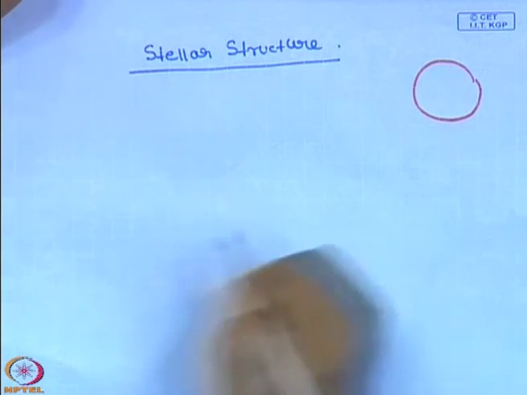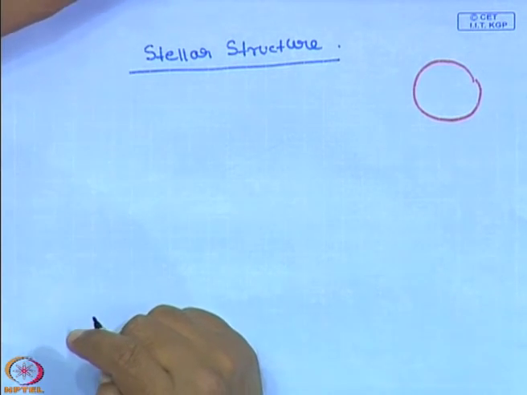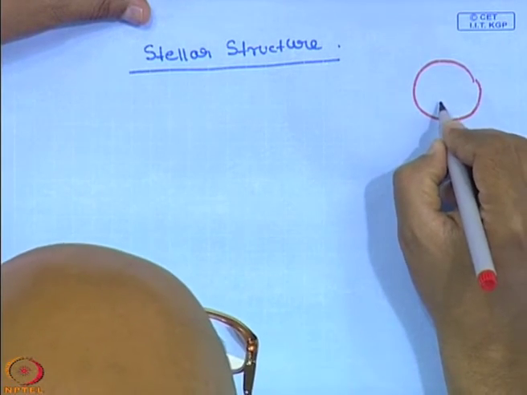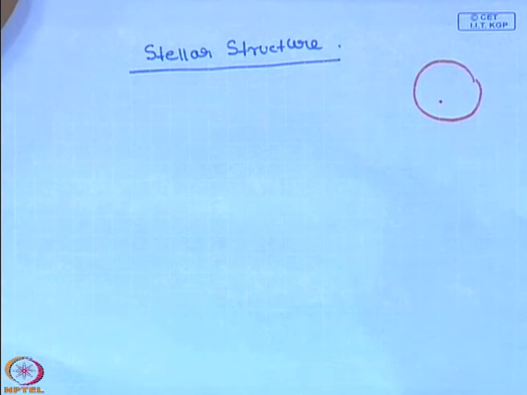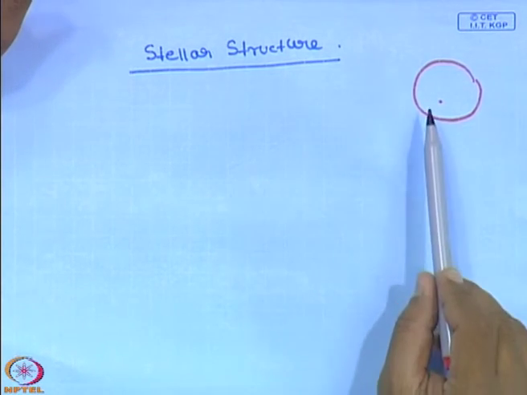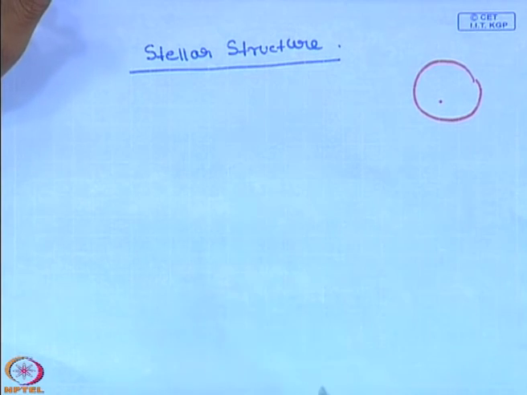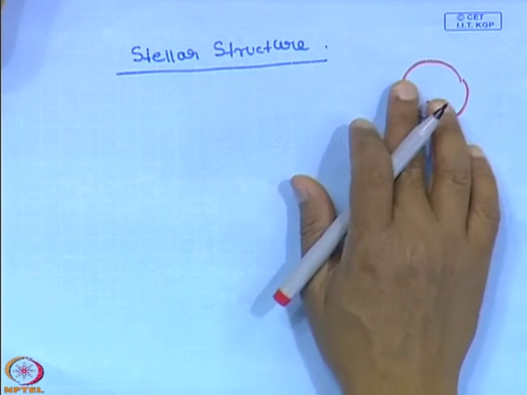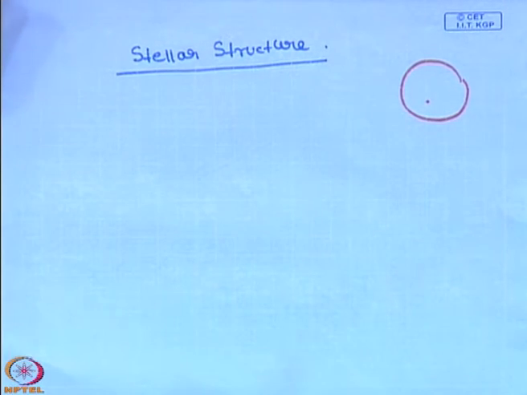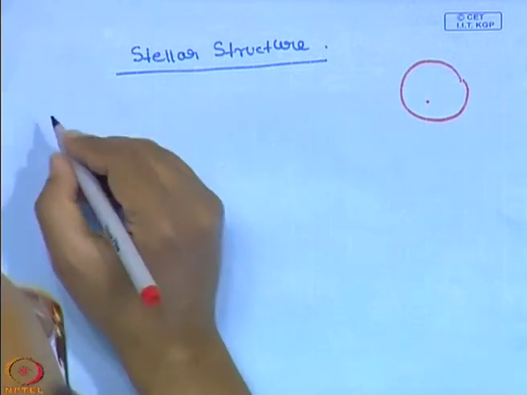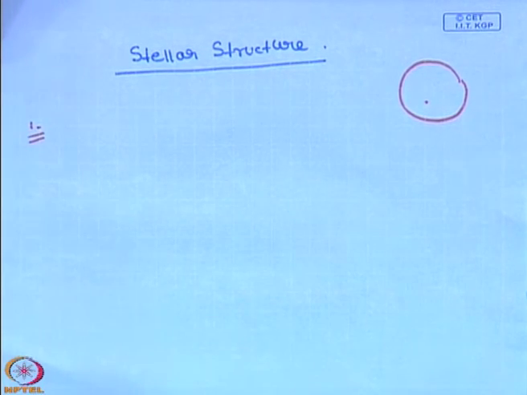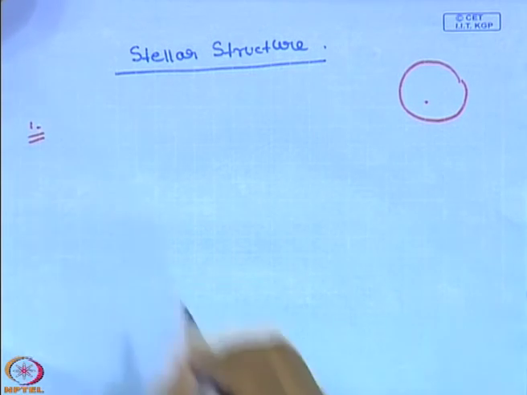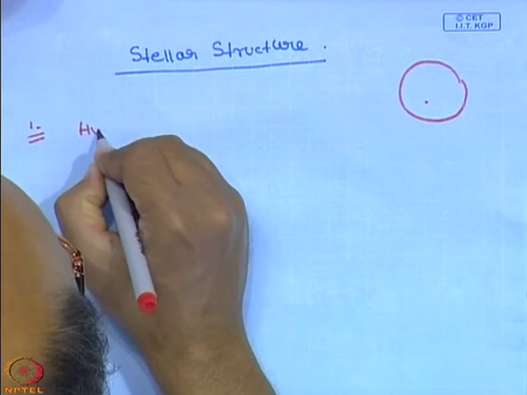So, it is bound by its own gravitational force, and by and large most stars are hot gas, they are plasma, ionized hot gas. Okay. So, there are 4 equations governing the structure of a star. The first equation is the equation of hydrostatic equilibrium. Okay. So, it is the equation of hydrostatic equilibrium.